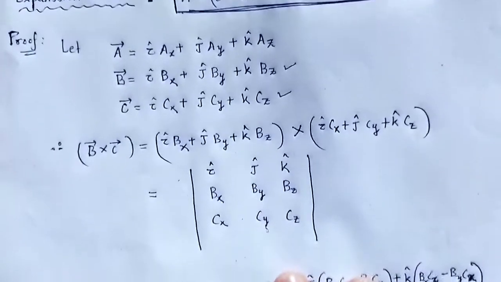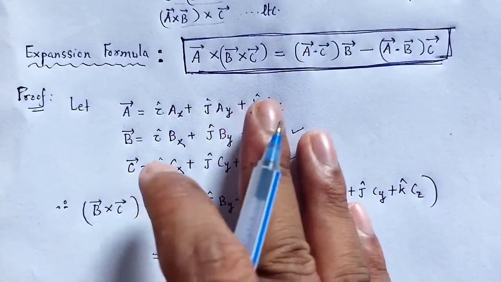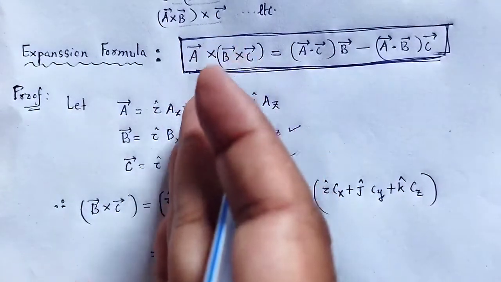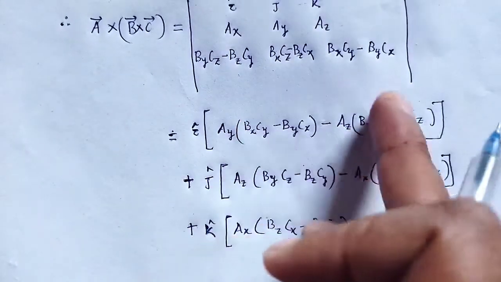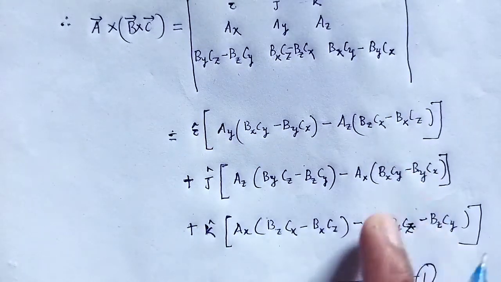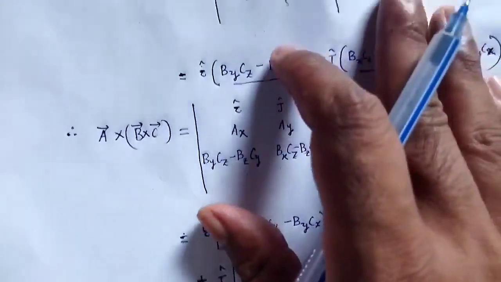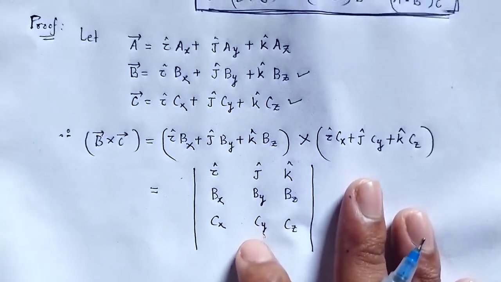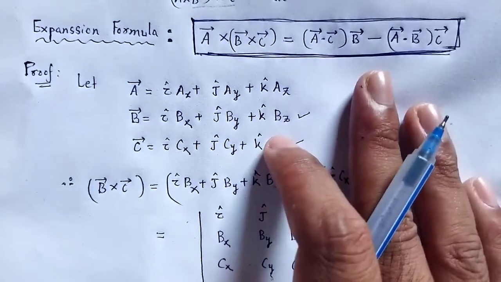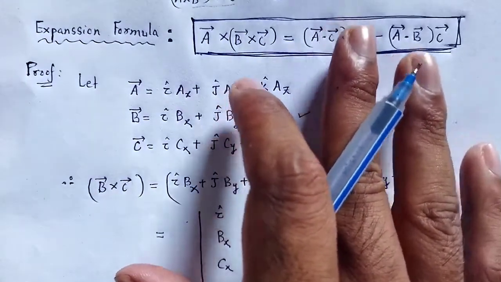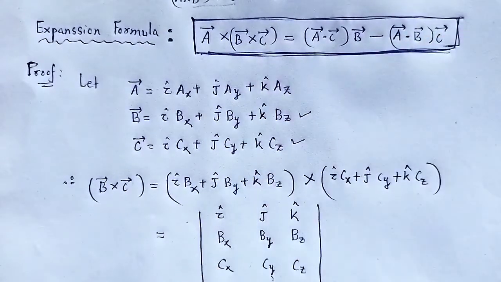Now we have found A cross (B cross C), the left hand side. The result is in front of us. Now we evaluate the right hand side: (A dot C) B minus (A dot B) C.